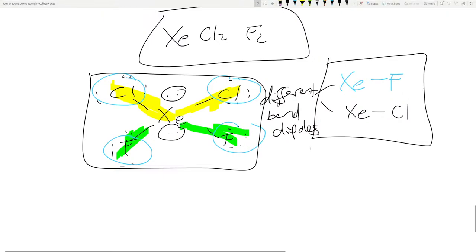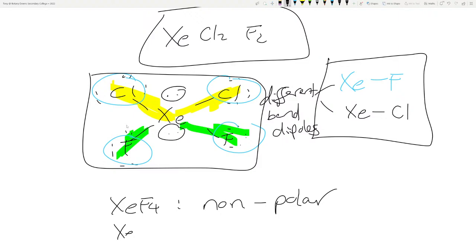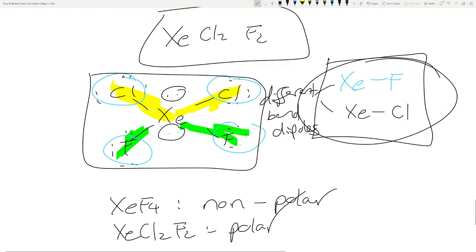So Karen said, would it be the same as XeF4? Yep, so pretty much. Karen, that's not quite it. For XeF4, if you think about the shape, XeF4 is nonpolar because the dipoles cancel each other out perfectly. But if you've got XeCl2F2, this is actually polar because you've got different dipoles, and they're not going to cancel each other out.